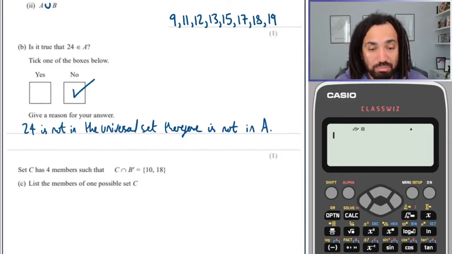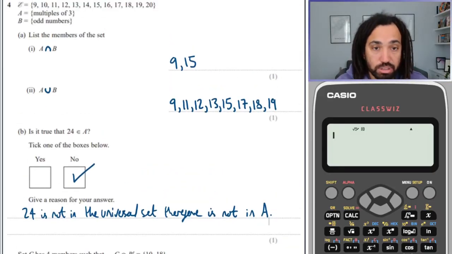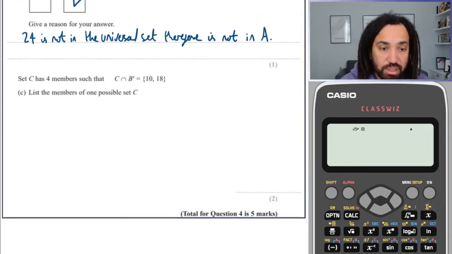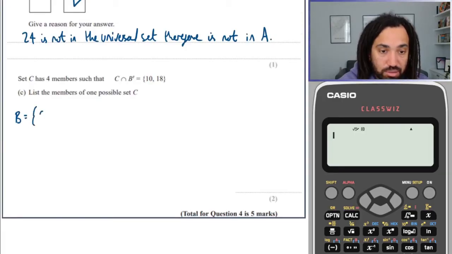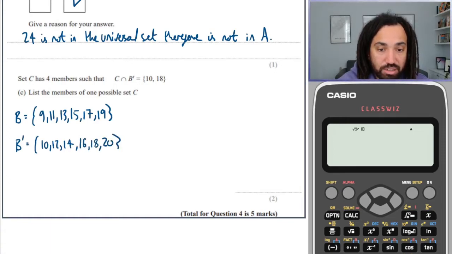Set C has 4 members such that C intersection with not B is equal to 10 and 18. List the members of one possible set C. Okay, so let's just remind ourselves that B are the odd numbers in the universal set. So if I just come down here, it means that B is equal to 9, 11, 13, 15, 17 and 19, which means that not B is 10, 12, 14, 16, 18 and 20. They're all of the ones which are not in B.